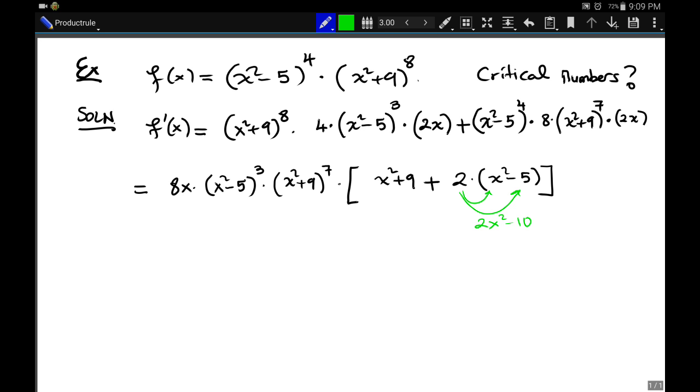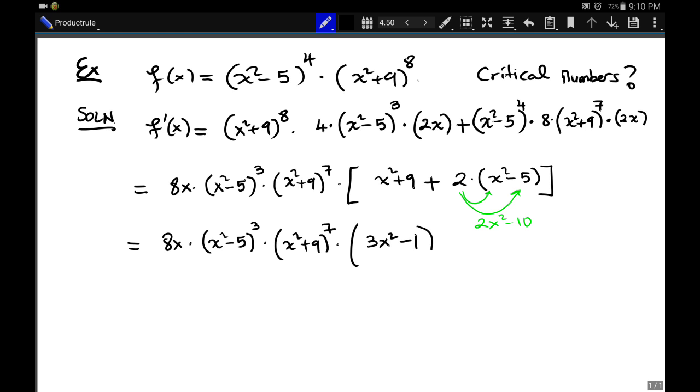So if we add them up, then this factor would be 8x times (x squared minus 5) to the power 3 times (x squared plus 9) to the power 7 times the third factor, 3x squared, because 2x squared from here and another x squared is 3x squared, and then minus 10 plus 9 is minus 1. Okay, this is our derivative f prime, and I'm going to find the critical numbers of this. So I'm going to find the values that make this 0.